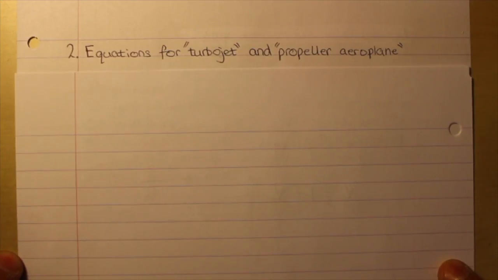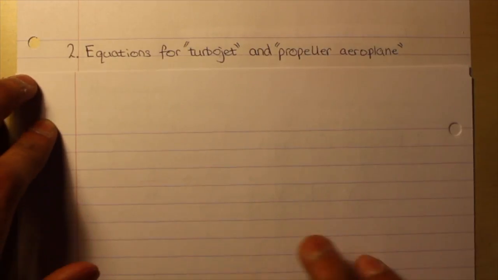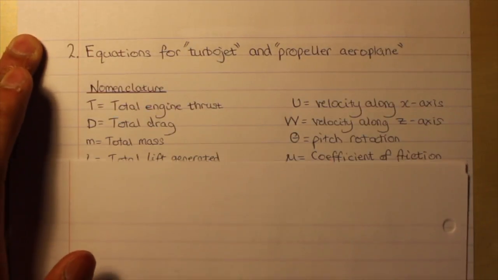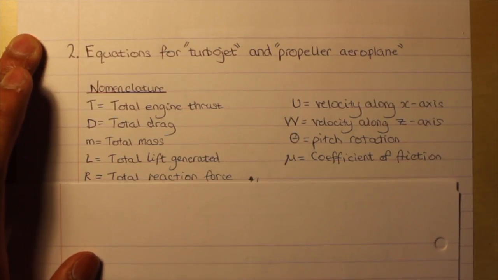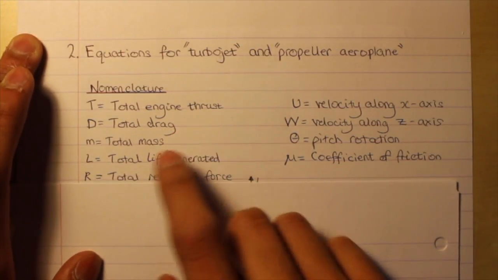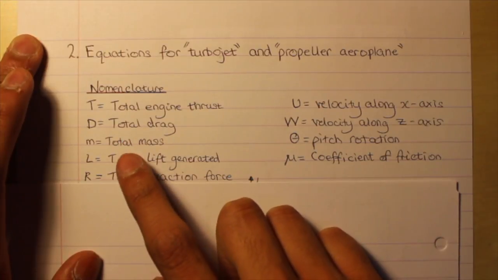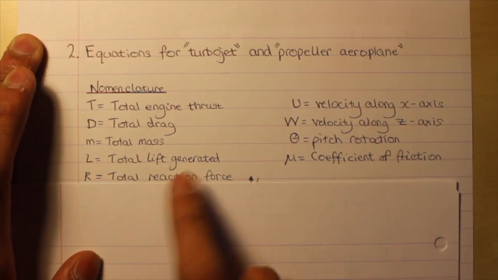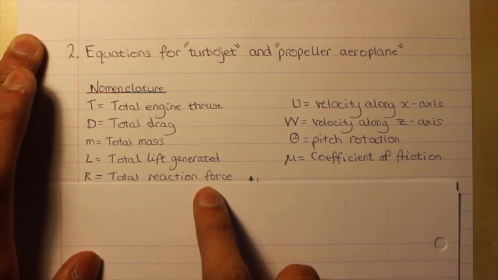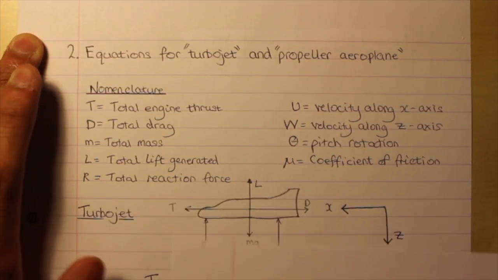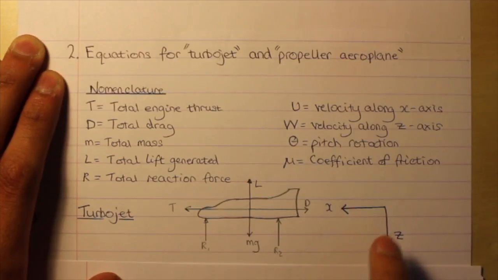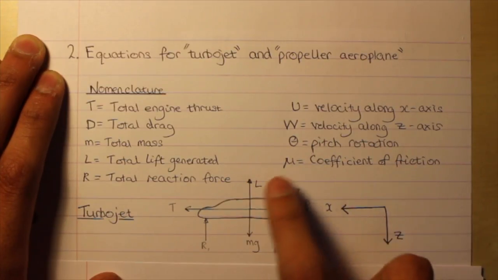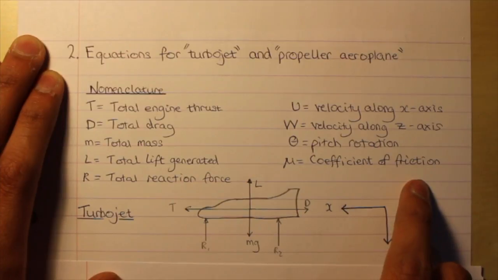So number 2 was the equations for a turbojet and a propeller aeroplane. So the nomenclature we are about to use: T is equal to engine thrust, D is total drag, M is total mass, L is total lift generated, R is the total reaction force, U will be the velocity along the x-axis, and W will be the velocity along the z-axis. Theta will be the pitch rotation, and mu will be the coefficient of friction.